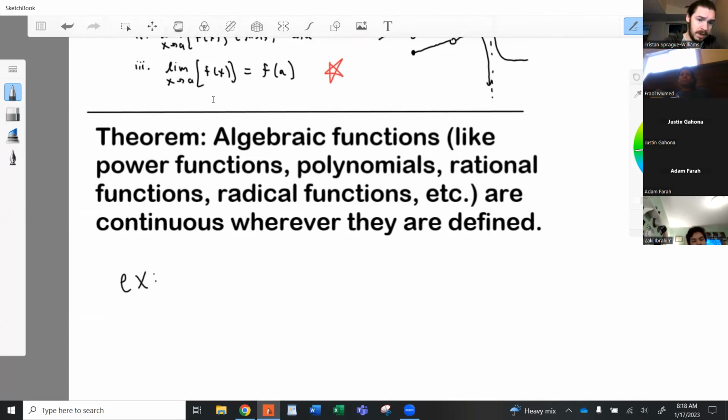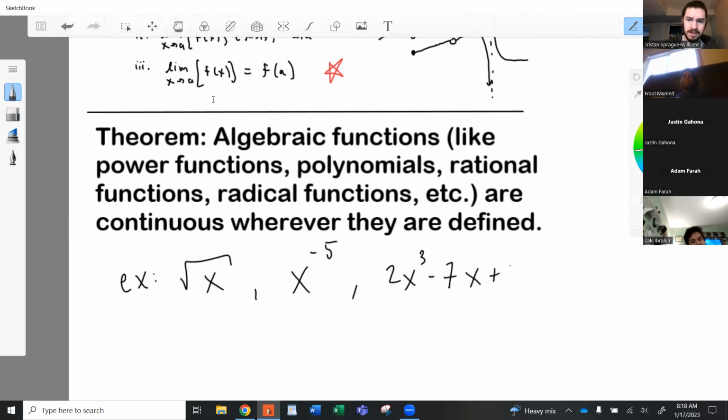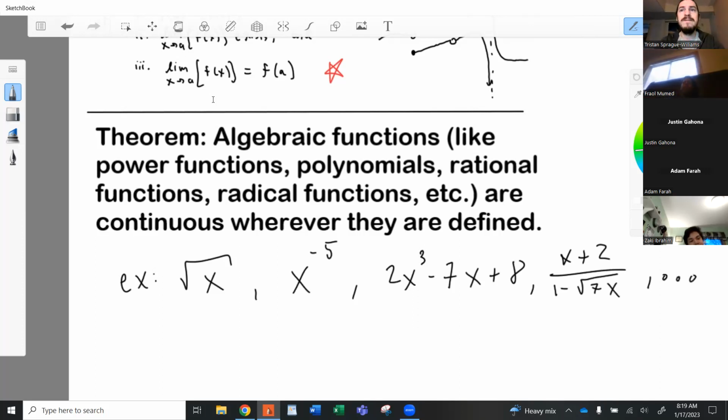So, examples: the square root of x to the power negative 5. 2x cubed minus 7x plus 8. x plus 2 over 1 minus the square root of 7x. Etc. These are the types of functions that are called algebraic functions. These functions are continuous wherever they are defined.